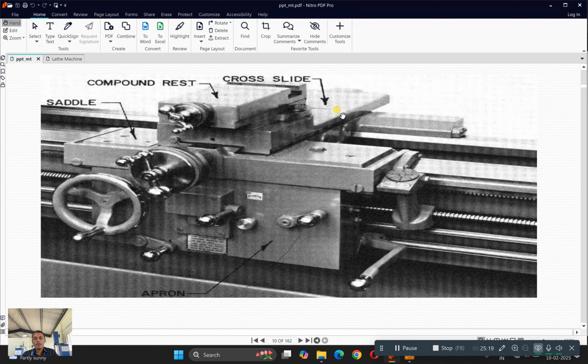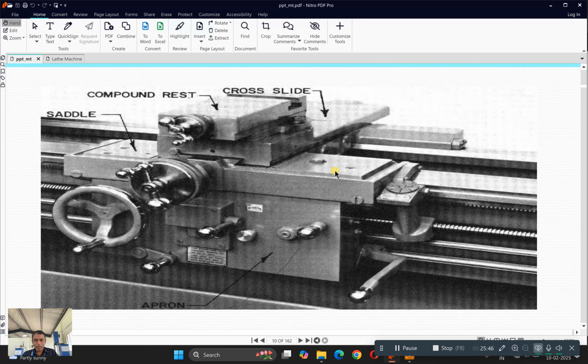Then we are having the cross slide. This cross slide is used to move your tool from front to back, okay, from this end to this end. Or in other words, it can be called transverse movement. Transverse movement of your tool is possible only by means of this cross slide. Then there is a compound rest. At the top of this compound rest we are having the tool post. Okay, so these are all the various components which are available in a carriage.